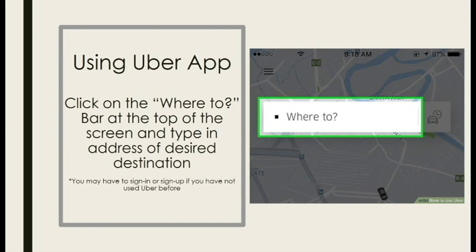So now I am in the Uber app, and before you can see the screen, you may have to sign in or sign up if you haven't used Uber before, and that will take care of all of your information. You will also put in a debit or credit card in there, and then once you have done that, it will bring you to this screen, and when you are on this screen, this is where you are going to type in the address of where you would like to end up at, and then it will begin the search. So you can go ahead and click on the where to, just as you would if you were typing in where you would like to go.